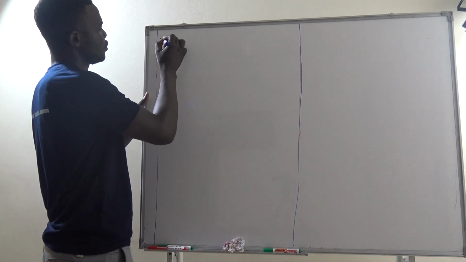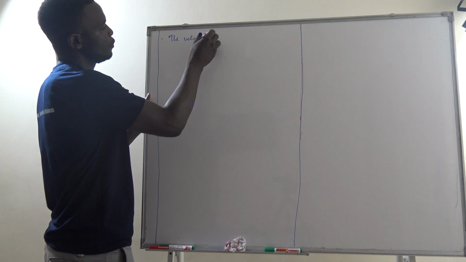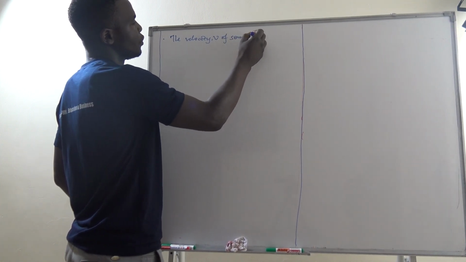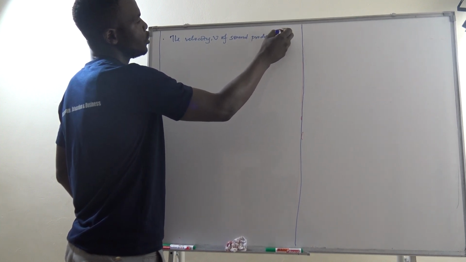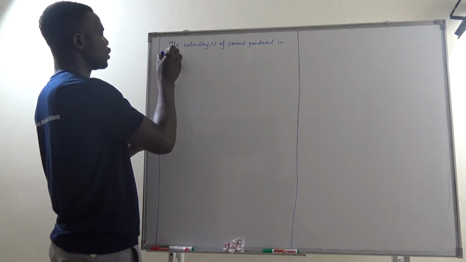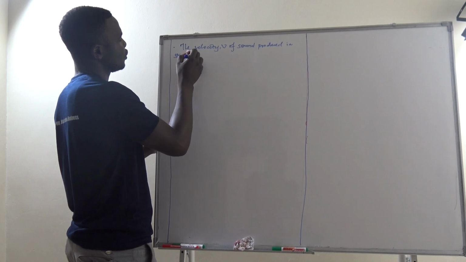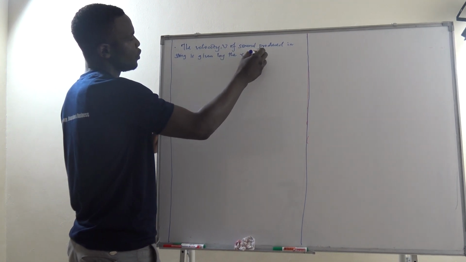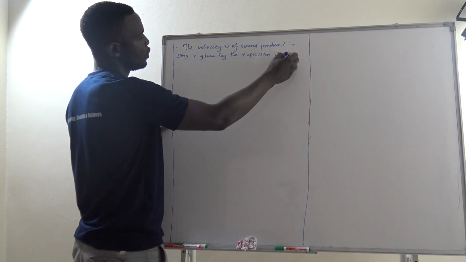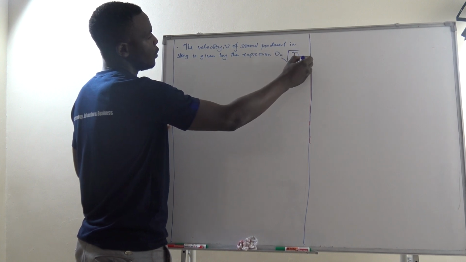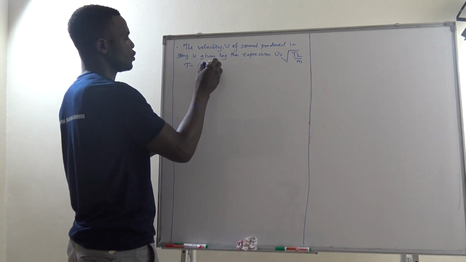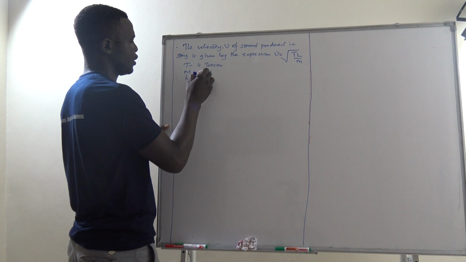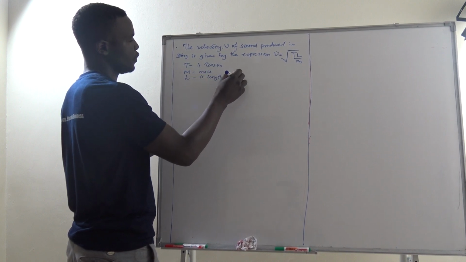We take a scenario where the velocity v of sound produced in a string is given by the expression v is equal to root TL over m, where T is the tension in the string, m is the mass, and L is the length of the string.